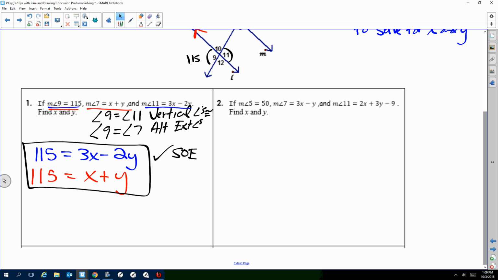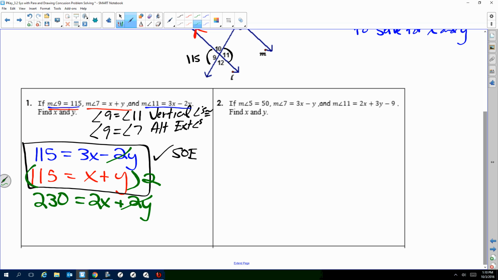I have to multiply the bottom. You're right. Multiply the bottom by what? I would just do it by 2. Because now my y's would eliminate. So 2 times 115 would give me 230 equals 2x plus 2y. Okay? Now my y terms can be eliminated. So I can eliminate them by adding them together.